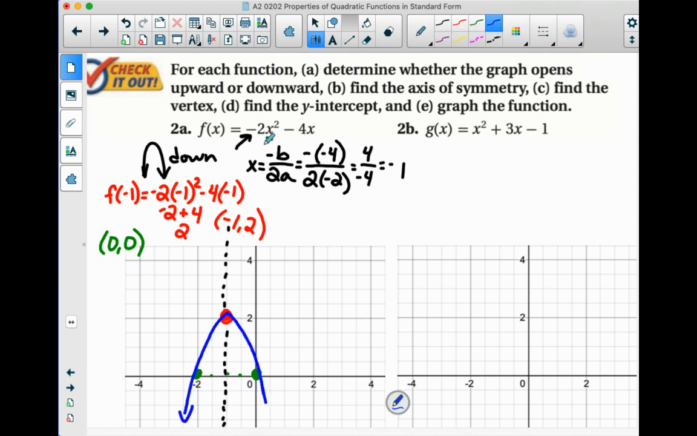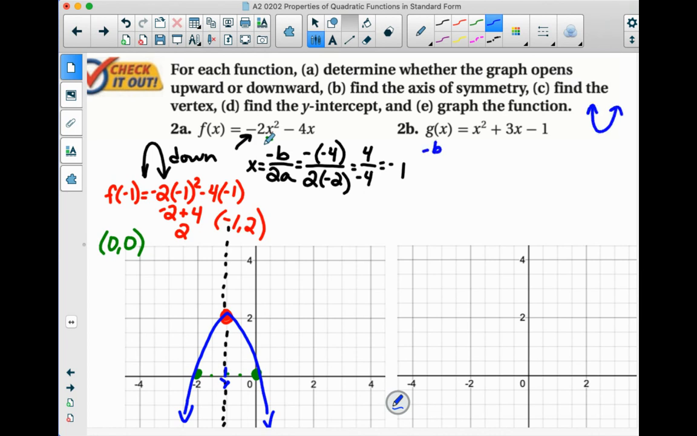Now, on this graph, it was 2 spaces away. But in real numbers, remember this is 0, this is negative 1, and this is negative 2. So technically, they are 1 integer away from that axis of symmetry. All right, 2b. It's positive, so it's going to open upward.